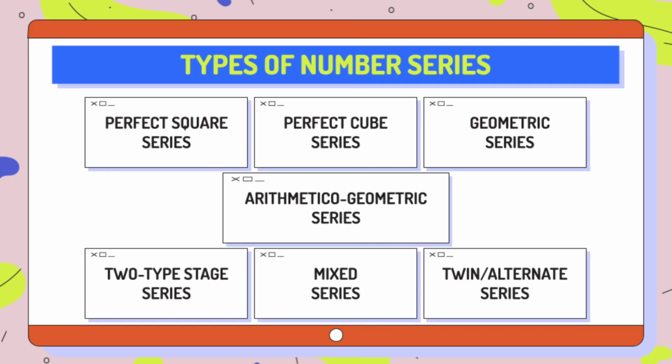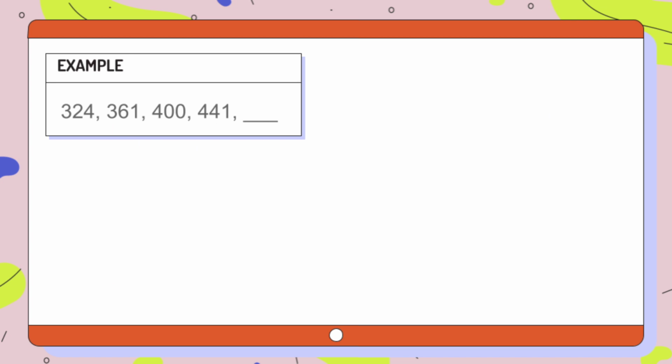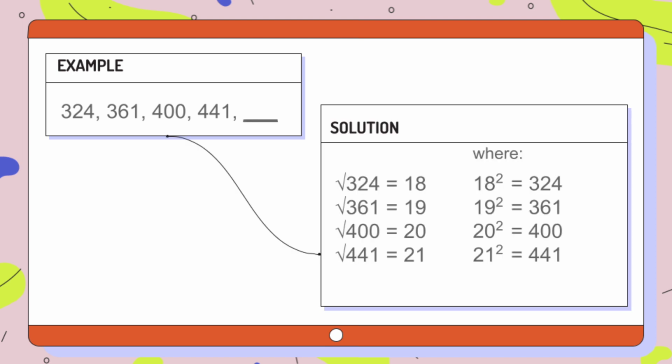Here are the different types of number series that we must know. These are the common patterns followed by number series. Perfect square series. It is a series based on perfect squares of a number in a specific order. Example, we have 324, 361, 400, and 441. What's the next number of the sequence? To find the next number, you need to find its square root.